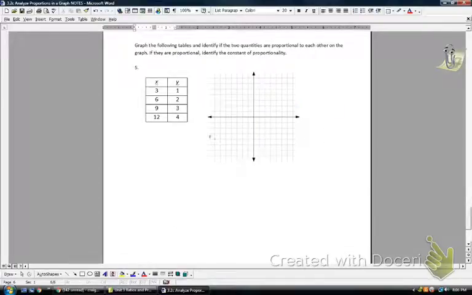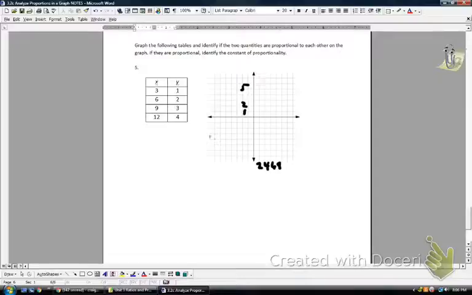Alright, so our last example says graph the following tables and identify if the two quantities are proportional. If they are proportional, identify the constant of proportionality. So I'm going to do my x by 2's. So I have 2, 4, 6, 8, 10, 12, and so on. And then my y I can do by 1's. 1, 2, 3, 4, 5.